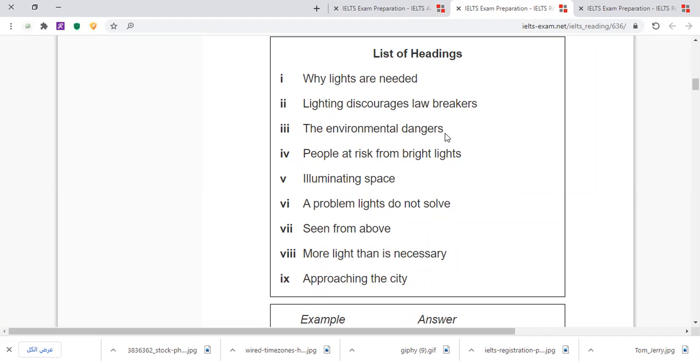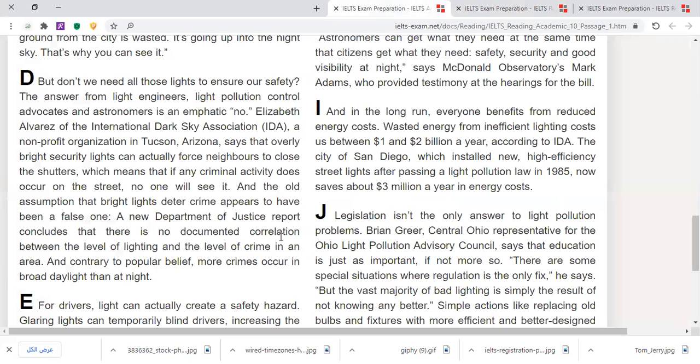So number 3, environmental dangers. Did they talk about any environmental dangers? No, they didn't. Okay. People at risk from bright lights. No, they didn't. Eliminating space. Did they talk about this? No. A problem that lights do not solve. Yes. What is the problem that lights cannot solve? The crime. The crimes happen.